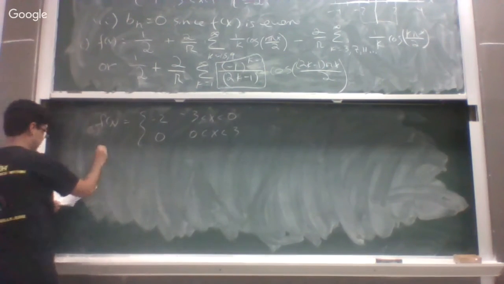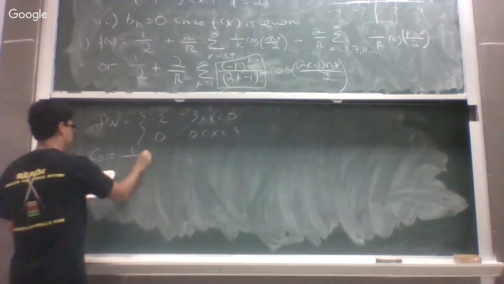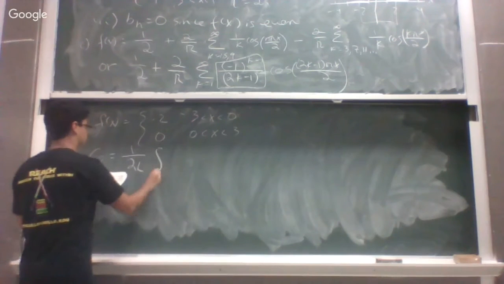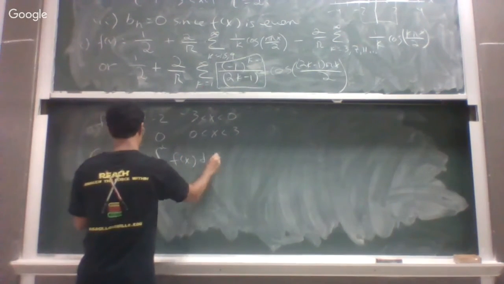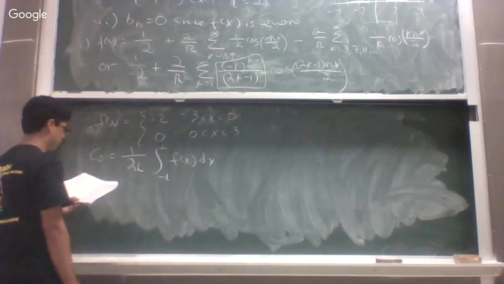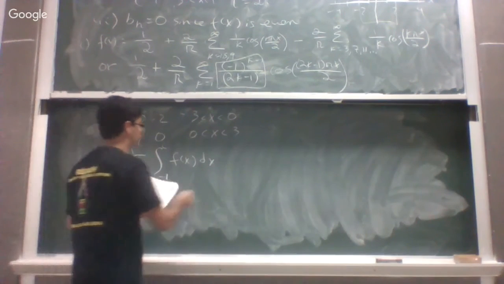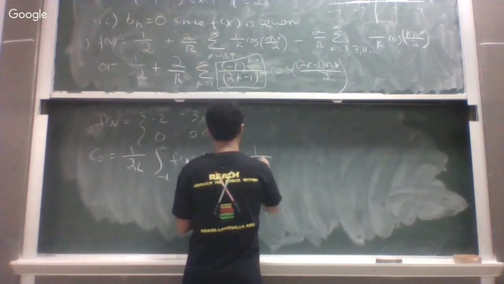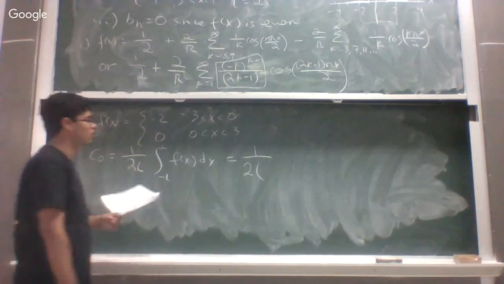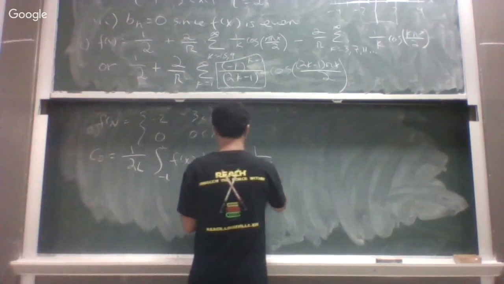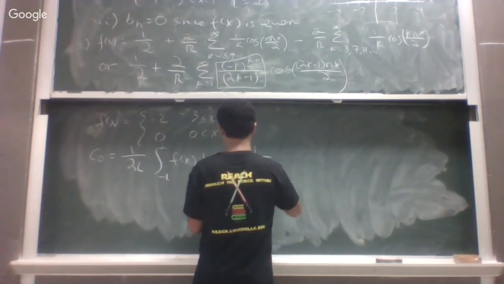So then they tell us the formula for C sub naught, that's 1 over 2L going from -L to L, f of x dx. Okay, so we can do 1 over 2. What is our L value in this? 3, because the period is 6. 2 over 3.